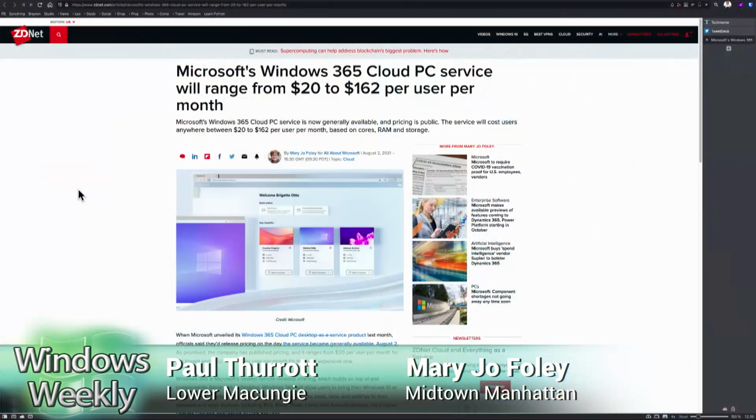But anyway, it's either 20 or 24 for the lowest end SKU, which is one virtual core, 2 gigs of RAM, 64 gigs of storage. That's all you get in the cloud for that price. It goes all the way up to, what's the highest end? $162. Oh my God, a month? Per month. Yeah. I'm going to buy a PC for that.